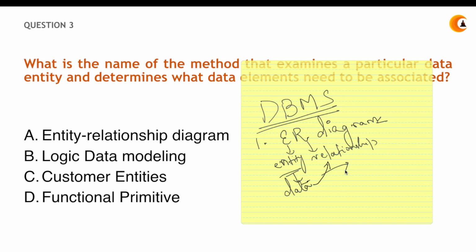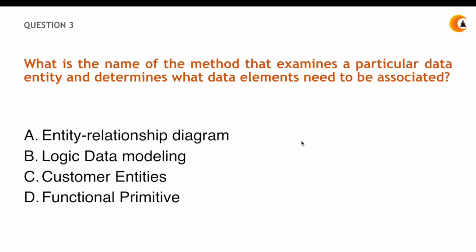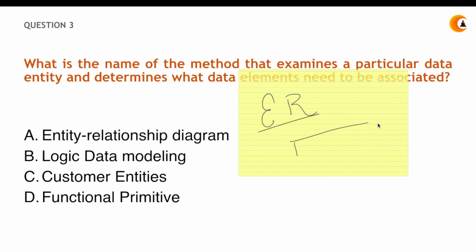If it is teacher data, then teacher ID, subject, and which class she is teaching in. So that is nothing but the relationship between the data elements. So which method can determine or examine both a relationship as well as an entity? That can only be done using ER diagrams, or entity relationship diagrams. Others can't do it, whatever is there, like logic, data modeling, customer entities, functional primitive, these cannot examine the data entity or determine what the data elements are. So it is to be done only by the ER diagram, where you write down something like this.